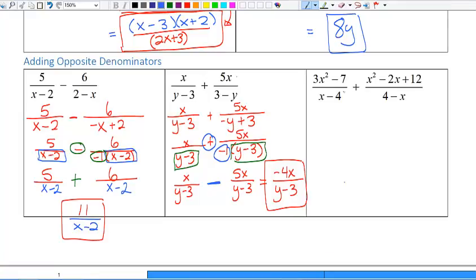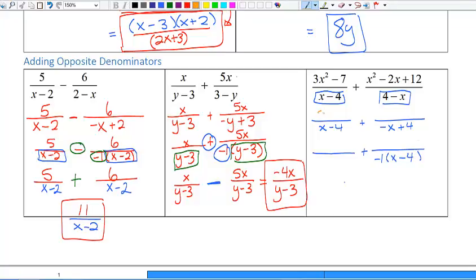Notice that the two denominators, x minus 4 and 4 minus x, again, are similar but not quite the same. To make them exactly the same so that we can add them, we need to rearrange the order of the second denominator so that the variable's in the front and the numbers in the back. The next thing you want to do is factor out a negative 1 out of the denominator. Notice that I really didn't do anything with the numerators, so they're just going to come along.